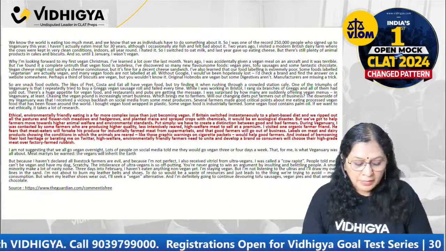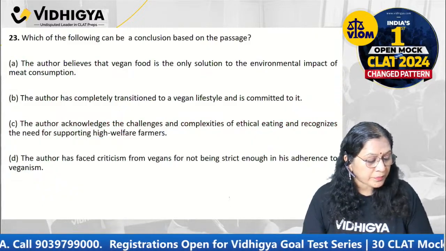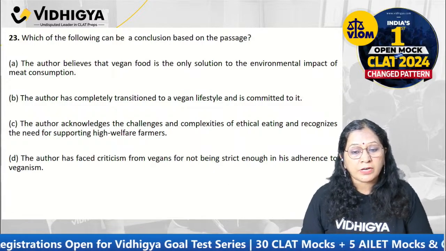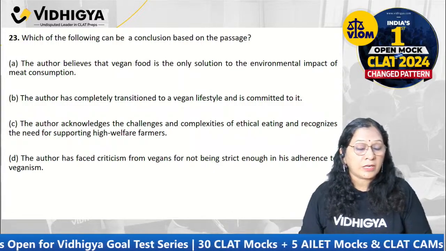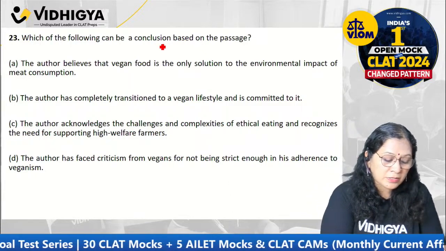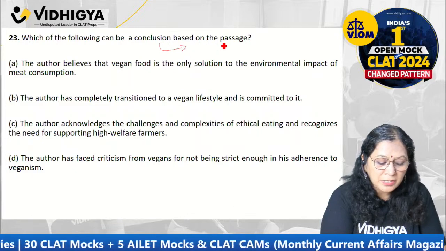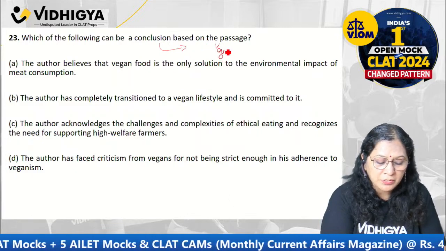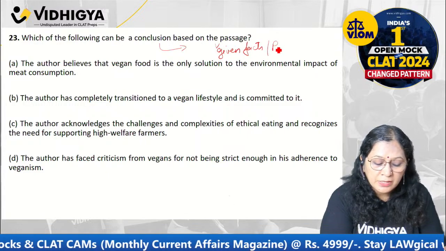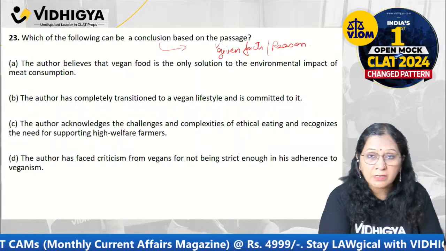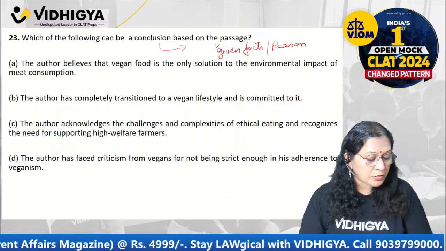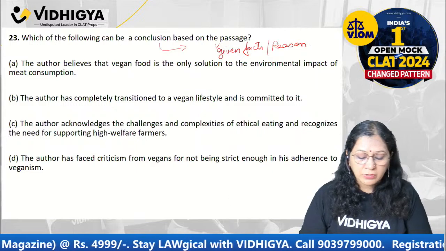दिस वाज अ पैराग्राफ वे यू वुड हैव गॉट इट. विच ऑफ द फॉलोइंग कैन बी अ कंक्लूजन बेस्ड ऑन द पैसेज. ठीक है, हमने देखो क्रिटिकल रीजनिंग भी हम करते ही हैं, तो कंक्लूजन क्या होगा कि वाटएवर इज गिवन इन द पैसेज, राइट. तो बेस्ड ऑन द पैसेज मीन बेस्ड ऑन द गिवन फैक्ट्स ऑफ द पैसेज. गिवन फैक्ट्स हैं, रीजनिंग है, उसके हिसाब से हम उसमें से क्या कंक्लूड कर सकते हैं, दैट विल बी योर आंसर. सो ऑथर बिलीव्स दैट वीगन फूड इज द ओनली सॉल्यूशन. नो.